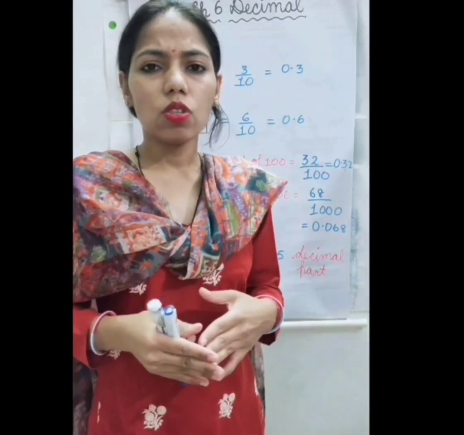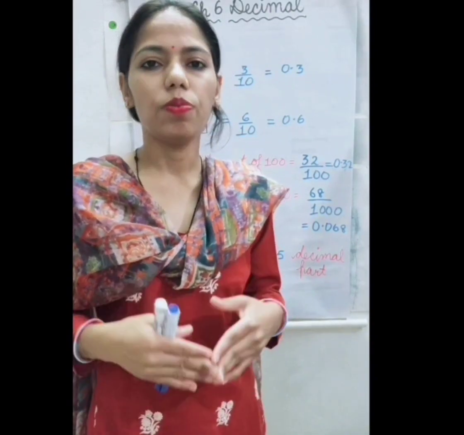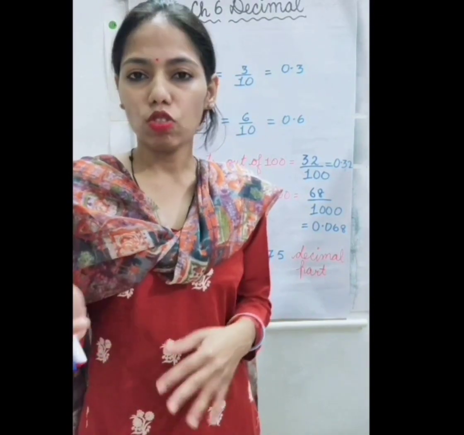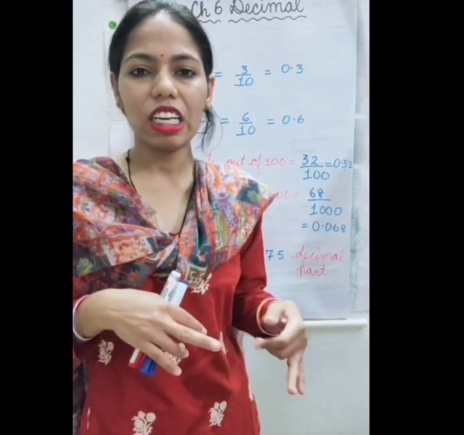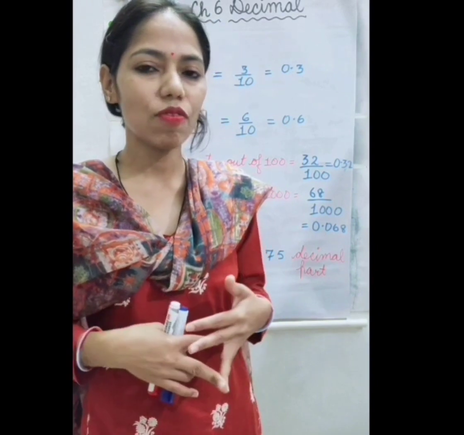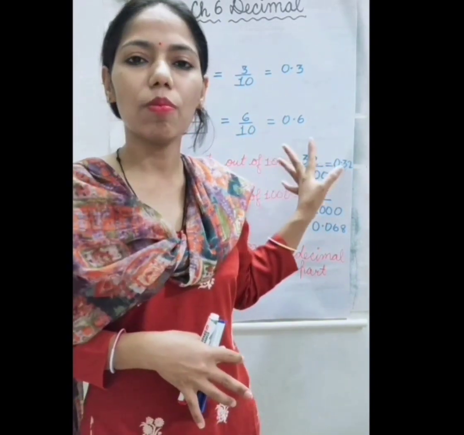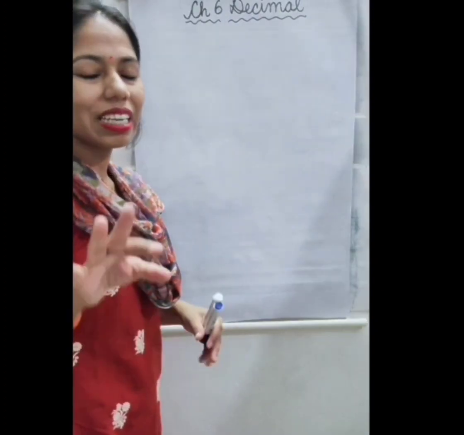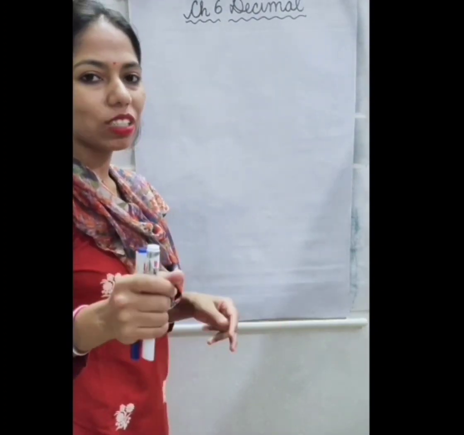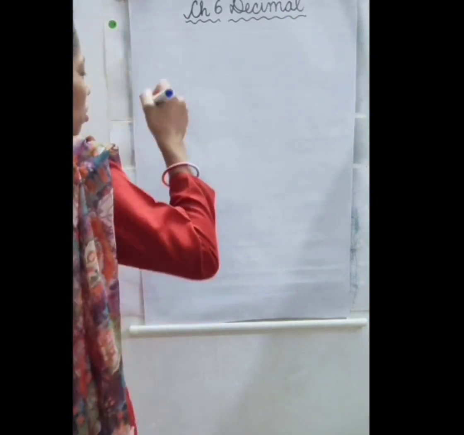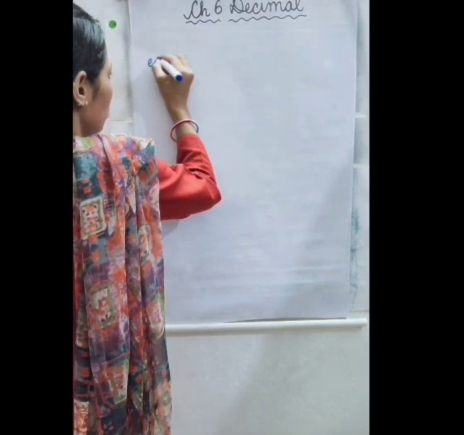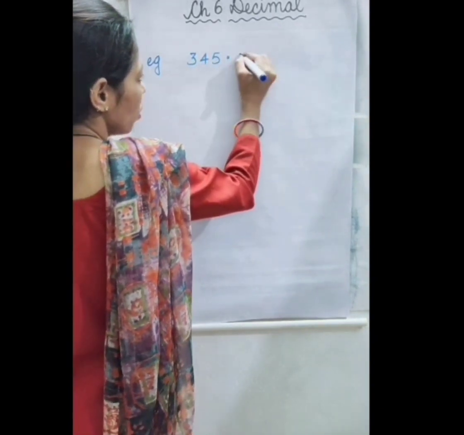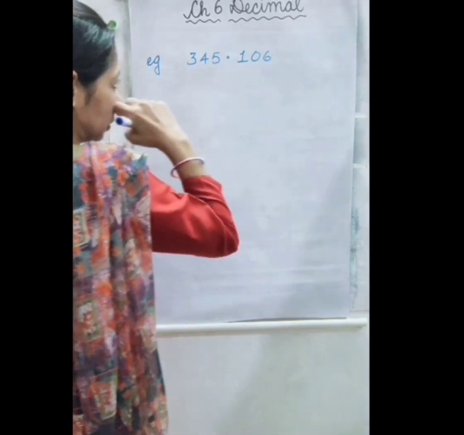In the previous class, or in the first chapter of your maths book, we studied place value charts, the Indian place value system and the international place value system. In the same way, we can understand decimal numbers with the help of a place value chart. Let's take an example: 345.106.